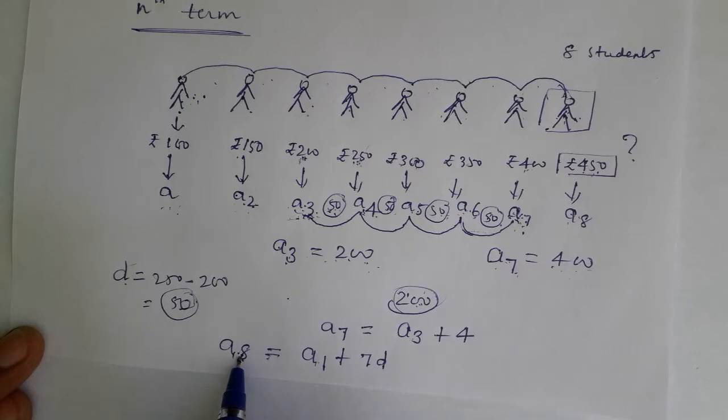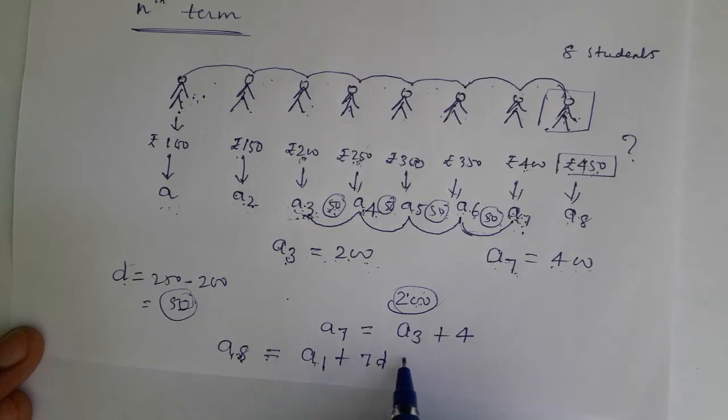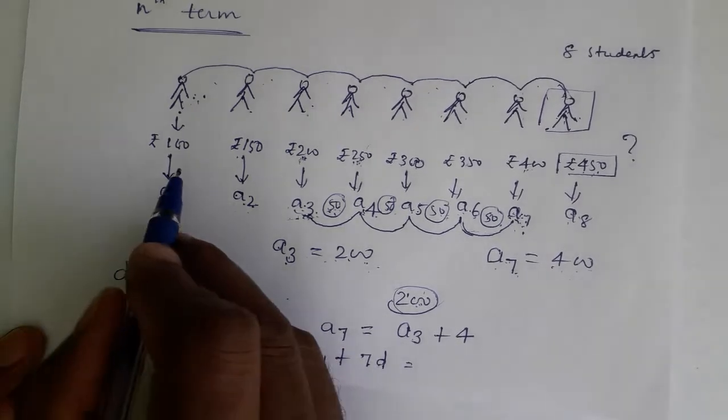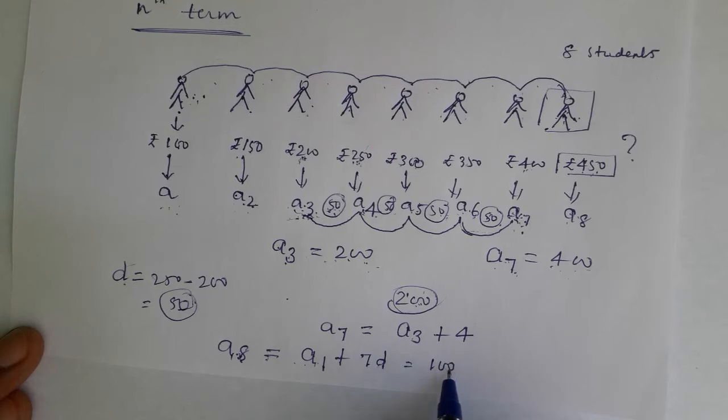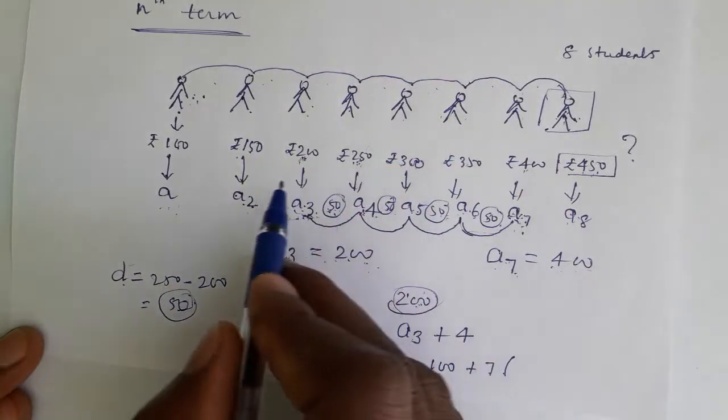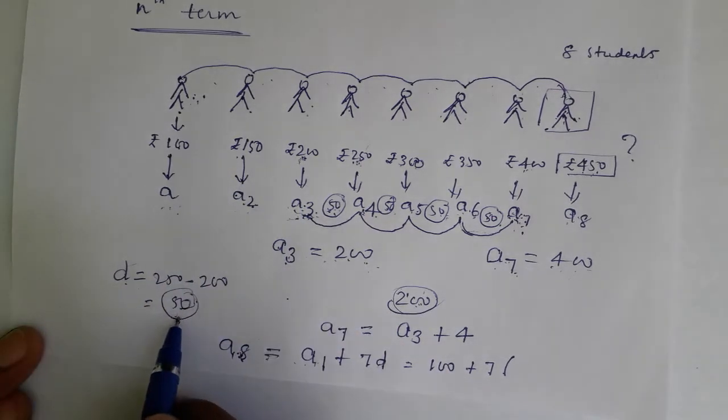So how to get A8 then? A8 is equal to A1 plus 7 differences. So let us see, what is A1? A1 is 100, we know that. 100 plus 7 into D. Every jump here is calculated by the common difference. Common difference how much? 50.